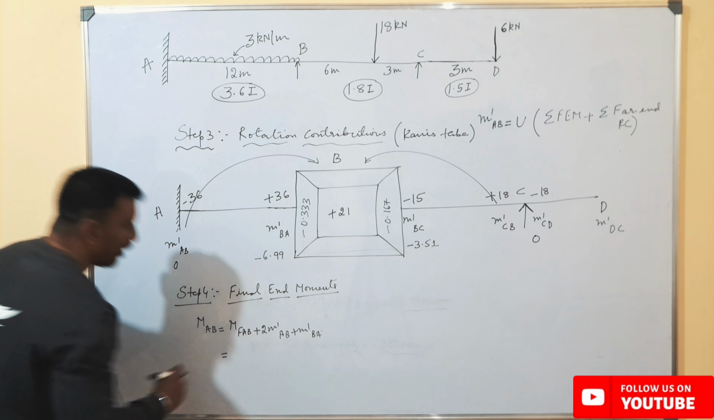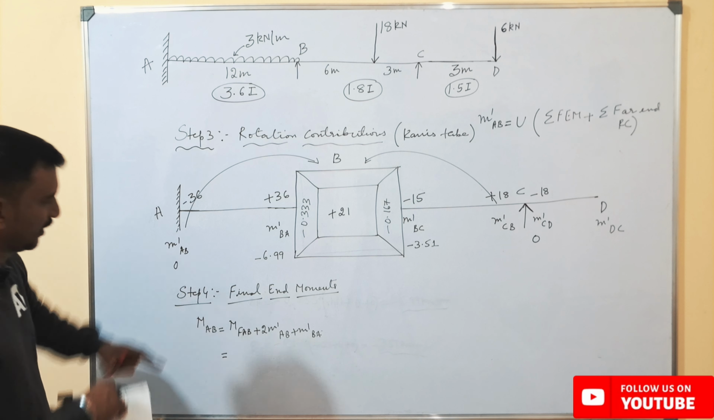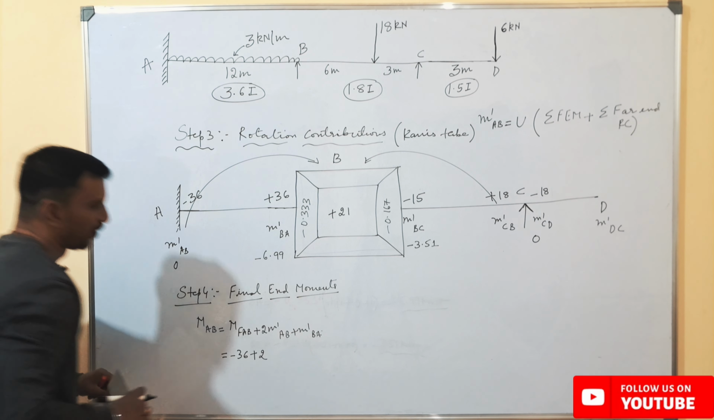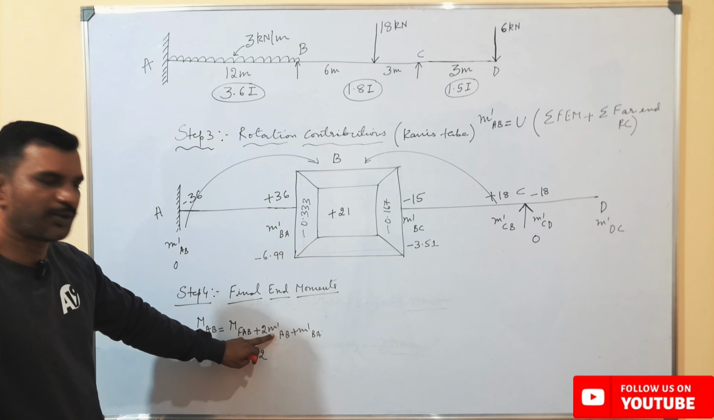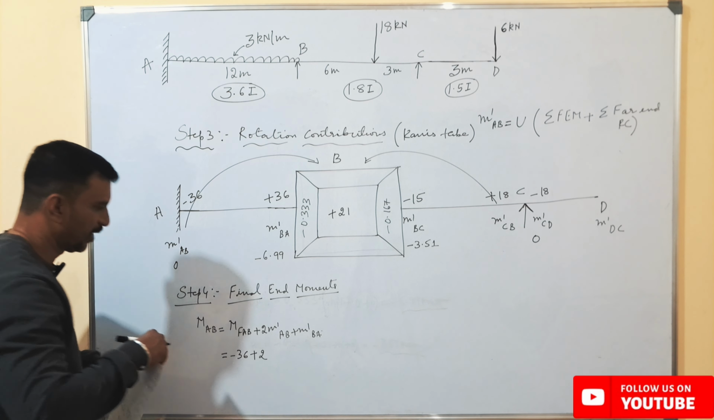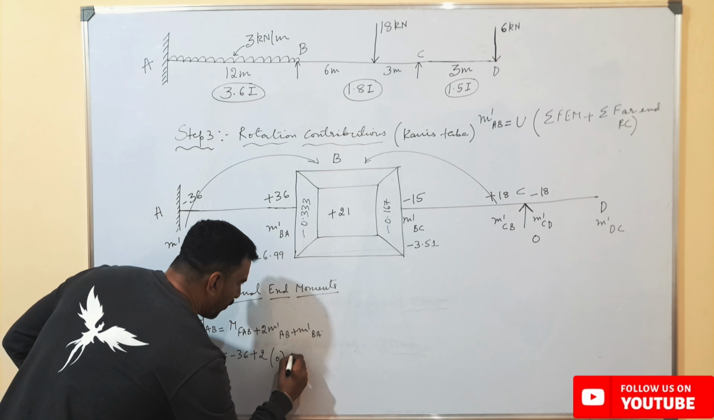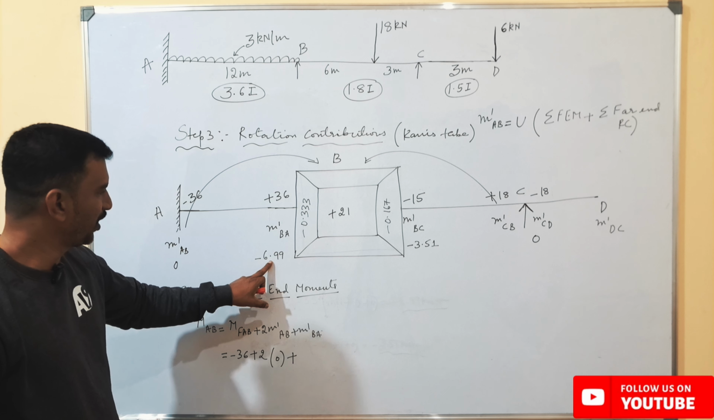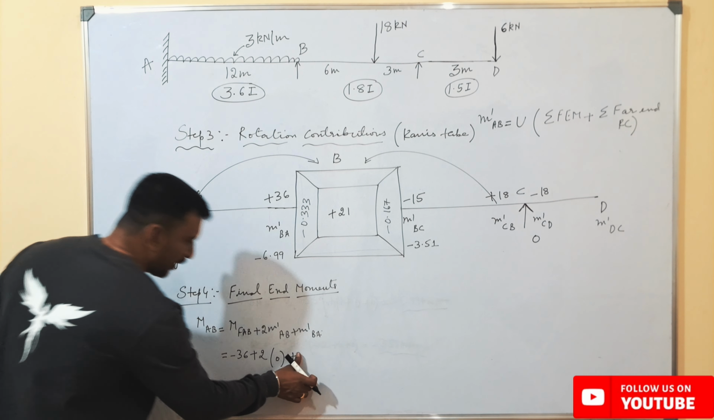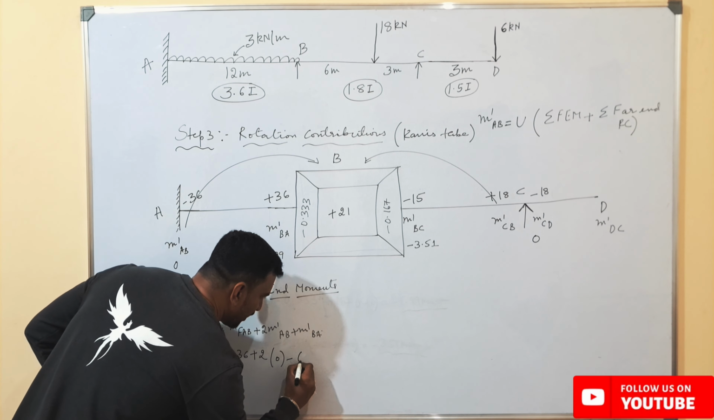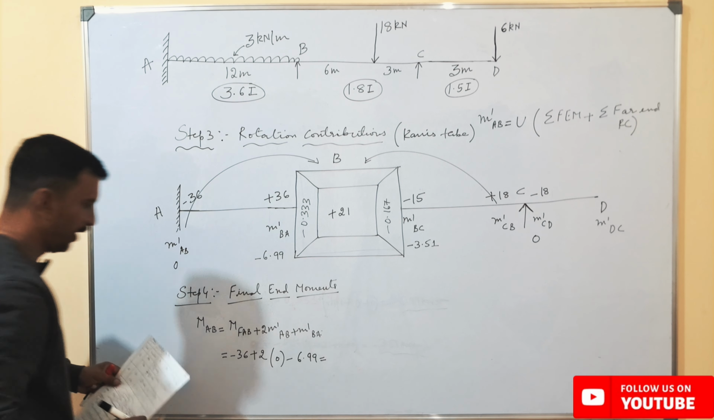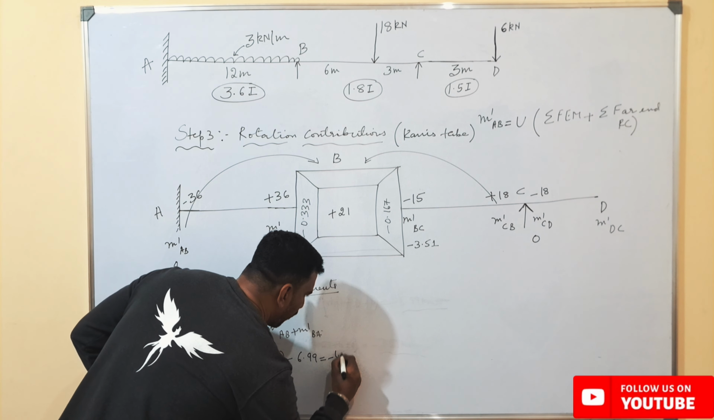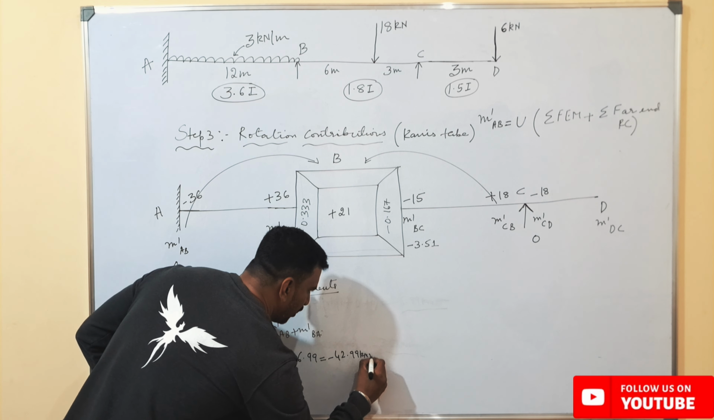So fixed end moment, how much we have got here? That is minus 36 plus 2 times the rotation contribution about the near end. How much here it is? Here it is 0, plus the rotation contribution about the far end. How much we have got here? Minus 6.99. So we have to consider here minus 6.99, which will be equal to minus 42.99 kilonewton meters.